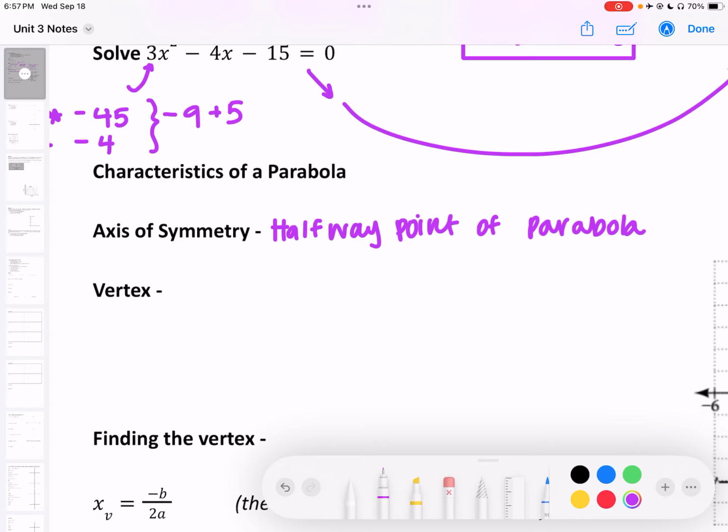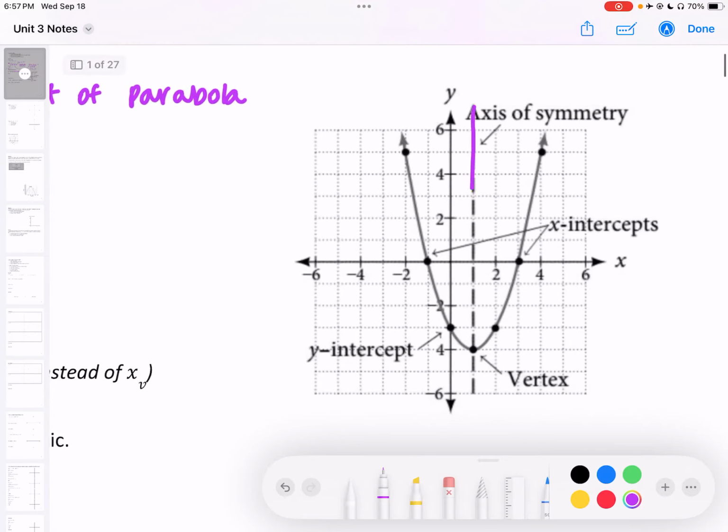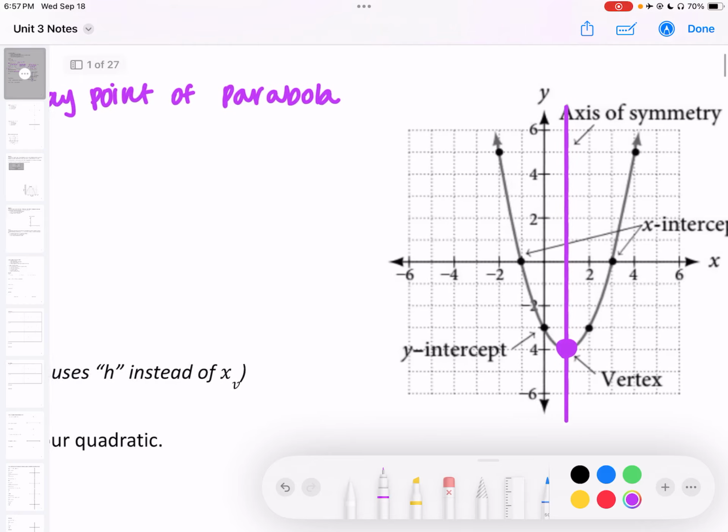I don't really know a good way to write that, so I'm just going to say it again. If you wanted to fold the parabola, it would fold over this line evenly. So you'll notice it's right here, right down the middle. You'll also notice that it touches the vertex. The vertex is also at the center of the curve.